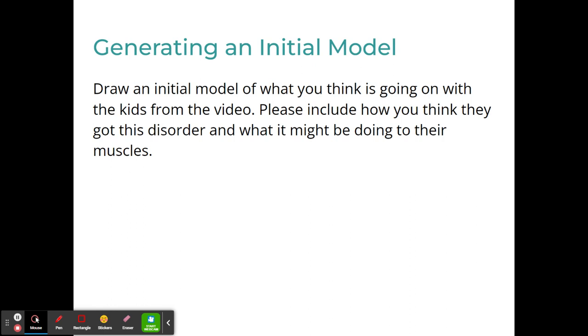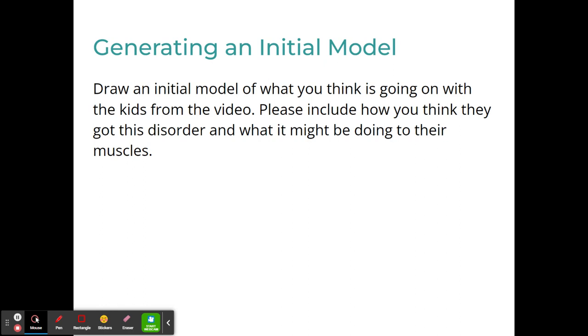We created an initial model, kind of getting the idea of, okay, well, how do we think they got this disorder? And especially when we talked about the symptoms, what might this be doing to their muscles? Now, a lot of our models focused on skeletal muscles, things like our arms and our legs, because those are like the big muscle groups.